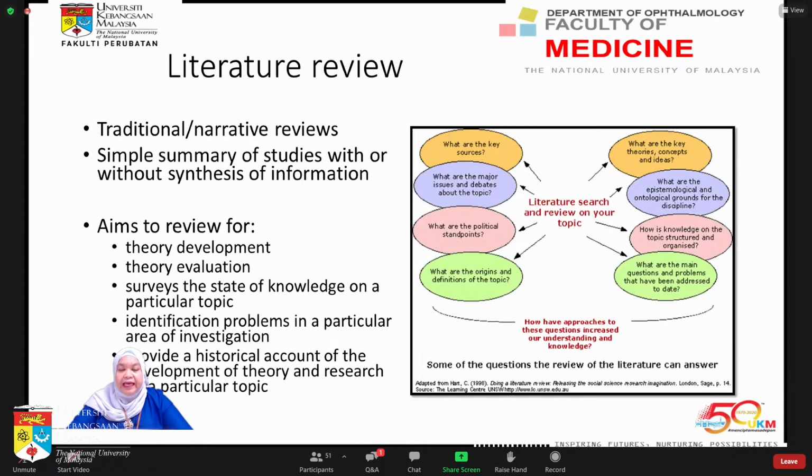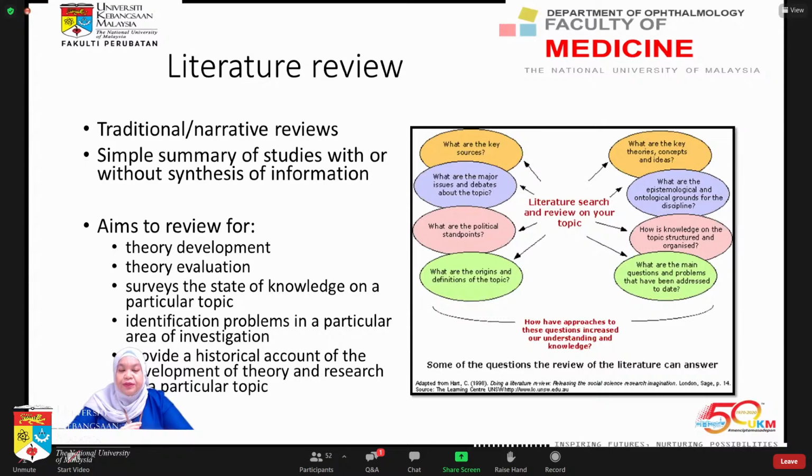Okay, so we look at literature review. This is very common. This is easy to do. It's a traditional narrative review, so you have a summary of studies without any synthesis of information. For example, you have a topic, medicine in diabetic retinopathy. You collect all the evidence, and the evidence will say, okay, metformin, we have insulin, and all this, actually compiled for you for easy reading.